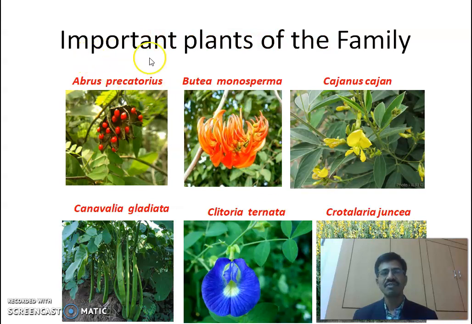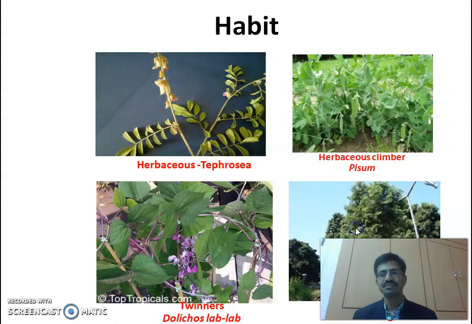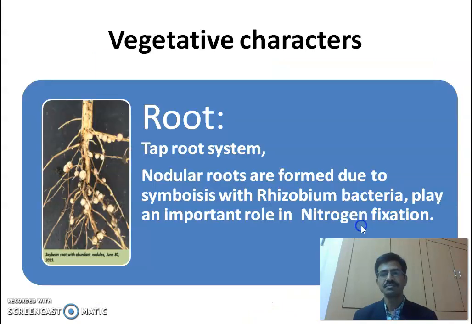Now we see some of the important plants of the family: Abrus precatorius, Butea monosperma, Cajanus cajan, Canavalia gladiata, Clitoria ternatea, and Crotalaria. And habit, you see herbaceous habit in Tephrosia purpurea, and herbaceous climber Pisum sativum, and twiners Dolichos lablab, and trees, for example Dalbergia and Pongamia.